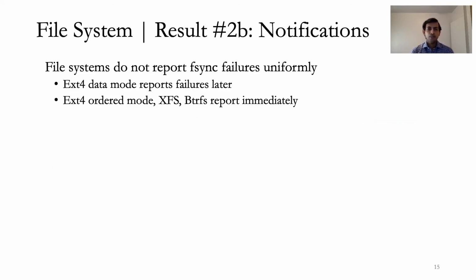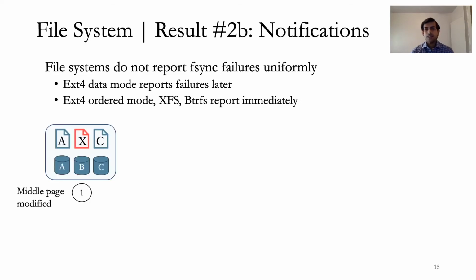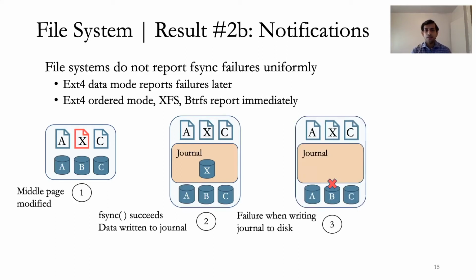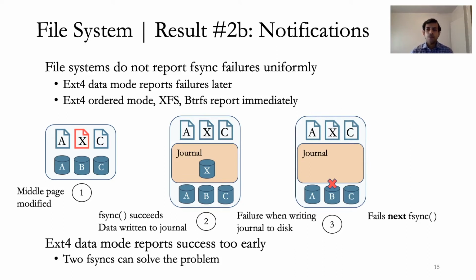Also, ext4 data mode reports errors later than the other file systems. It does this because the fsync writes your data to the journal. At that point, it may succeed. But if it fails to write the data out of the journal to the actual block location, it just empties the journal and logs the error to syslog. If you happen to call fsync later, you'll get to know about it. But it might be too late at that point. We did notice that always following with a second fsync forces that data to be written out of the journal. So you can detect the problem early on.